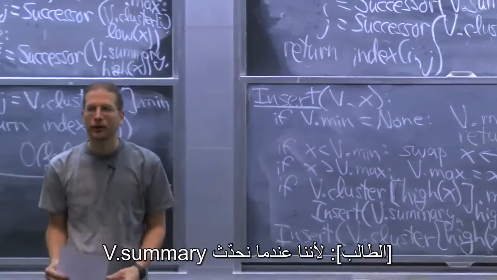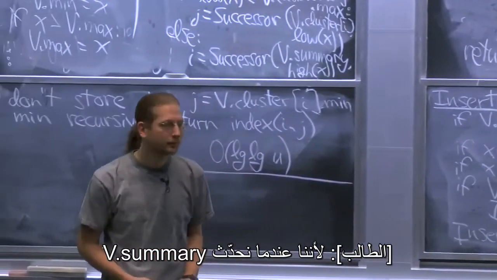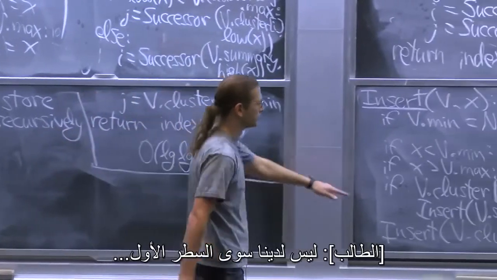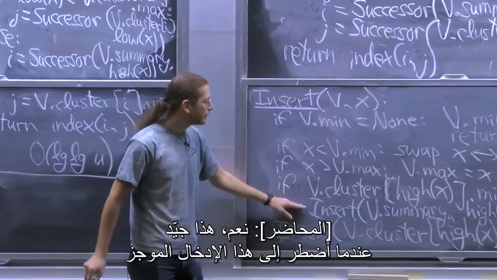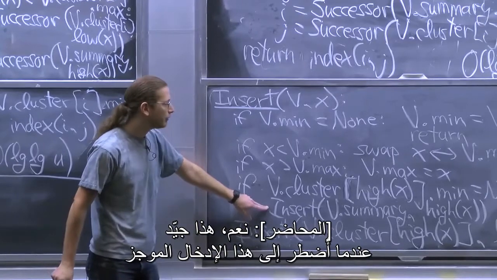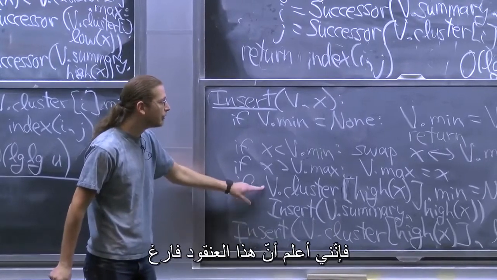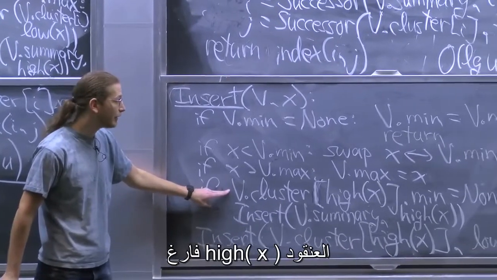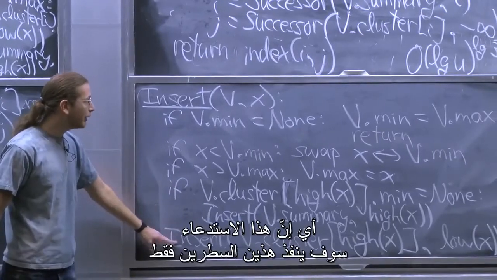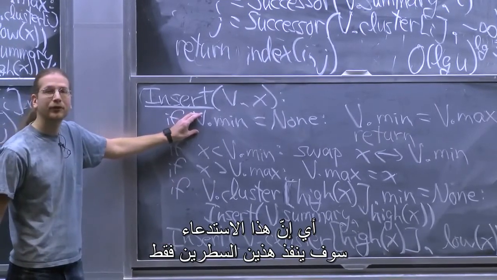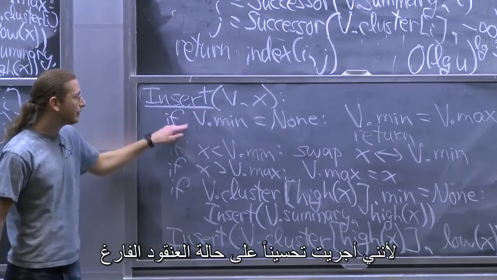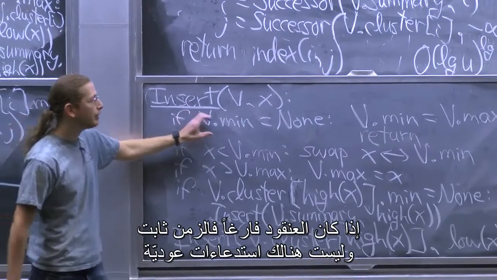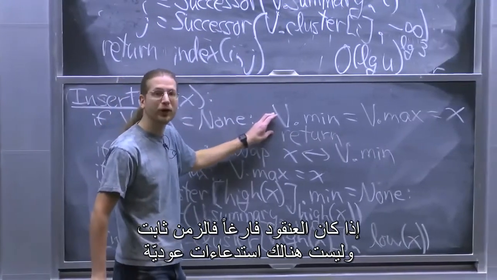Yeah. Because when we update the v.summary, it's just after the first line. In the case when I have to do this summary insertion, I know this was empty. Cluster high of x was empty. So this call is just going to do these two lines, because I optimize the case of empty: when a structure is empty, I spend constant time, no recursive calls.